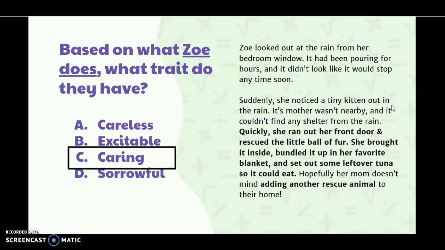So if we look at what she does, she runs out in the rain and she rescues the cat. And we can see that this is something she does a lot because she's adding another rescue animal, which implies that she's done this before. So we can infer that she is a caring person.